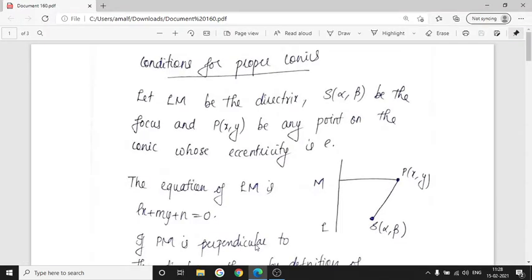Good morning all. So in last class we have seen what is called a general second degree equation. The general second degree equation was of the form ax square plus 2hxy plus by square plus 2gx plus 2fy plus c equal to 0.